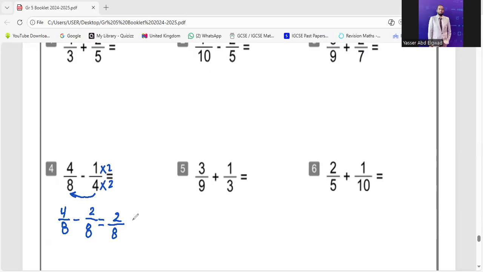As we explained before, we can divide both sides by 2. Divided by 2, we get 1 out of 4, and so on.